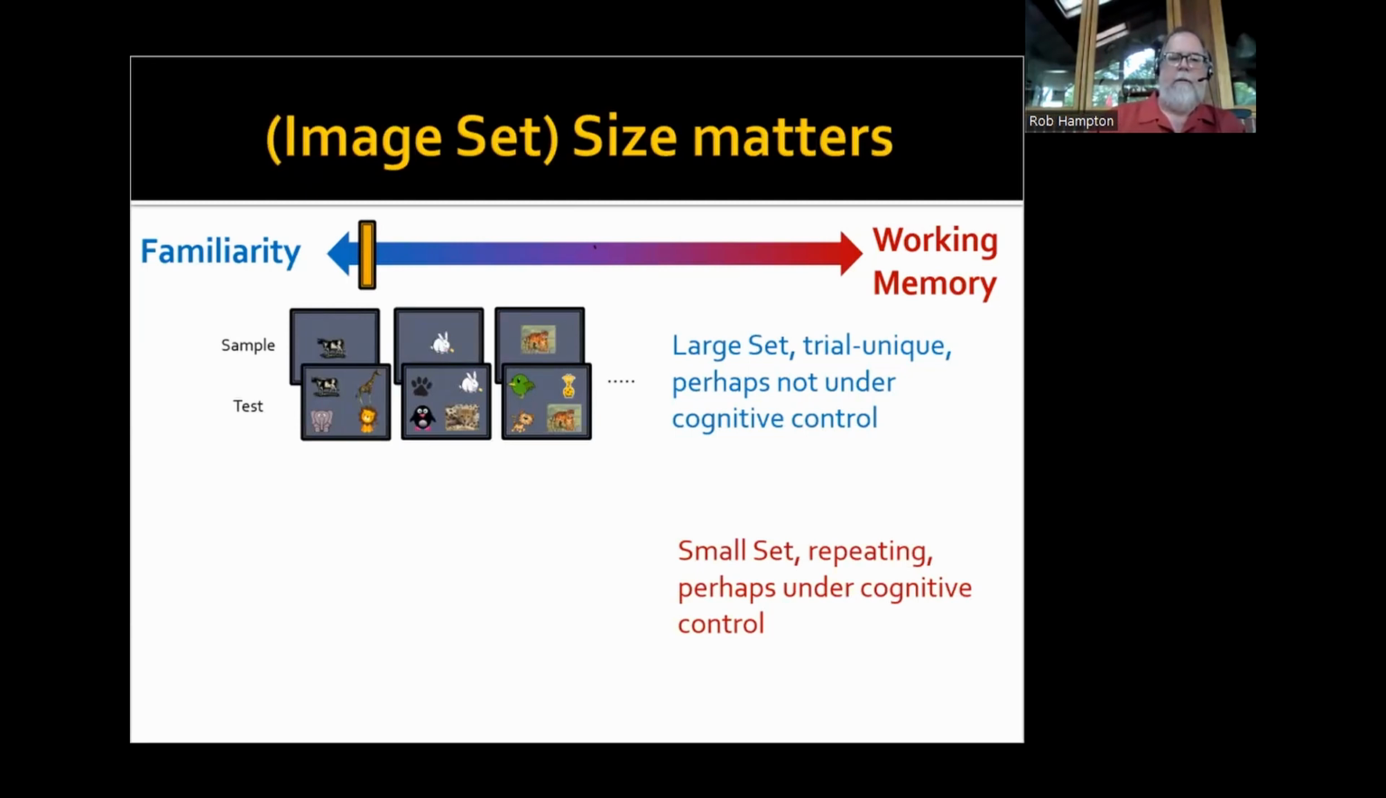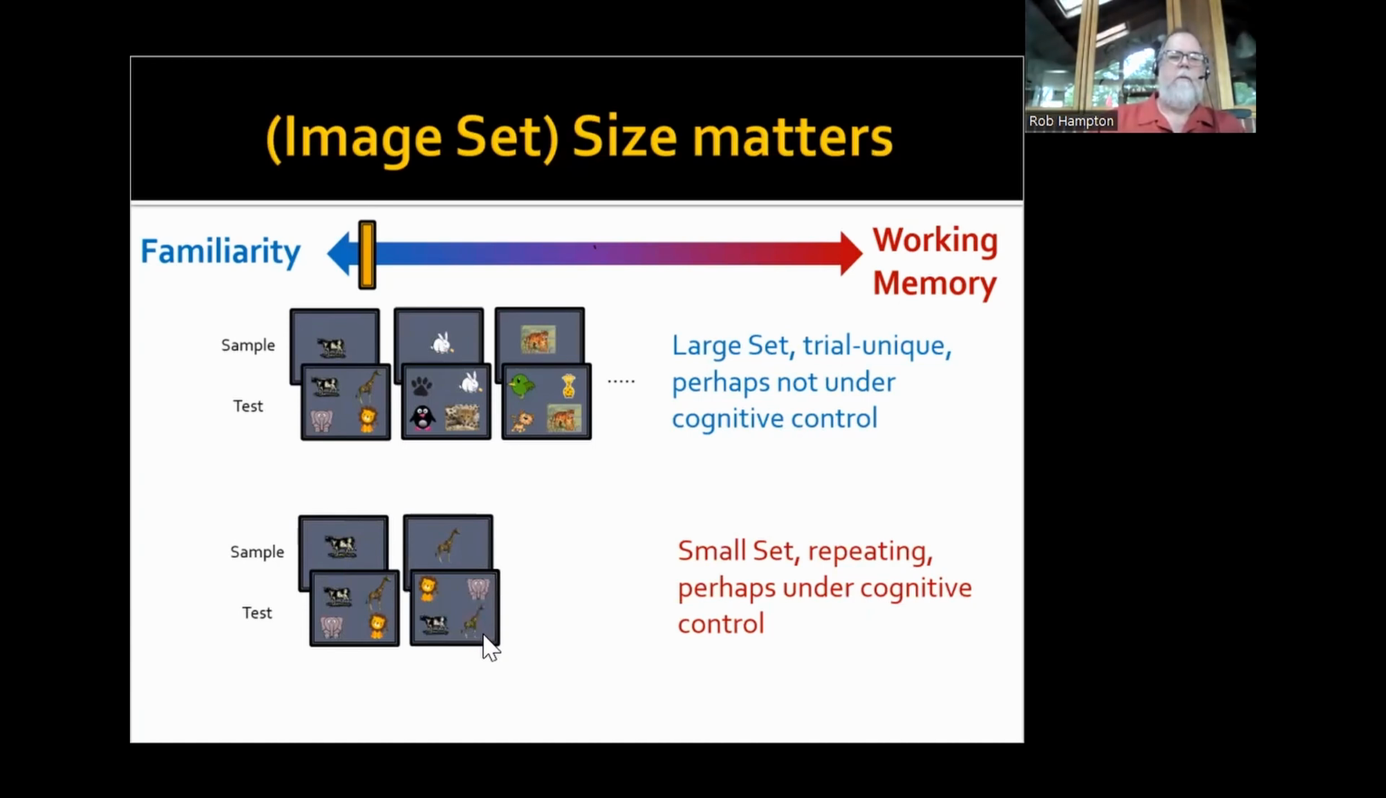We'd have a small set of images that repeat, and we think this probably engages cognitive control, partly because, as you'll see, you look at the test like this. This is exactly the same kind of test that happened in the large set case. You saw a cow. Now at test, you got to pick the cow. But on the next trial, one of the distractors from this test is now the sample. So you've got to remember, okay, giraffe is going to be the correct response on this trial, even though cow got rewarded last time.